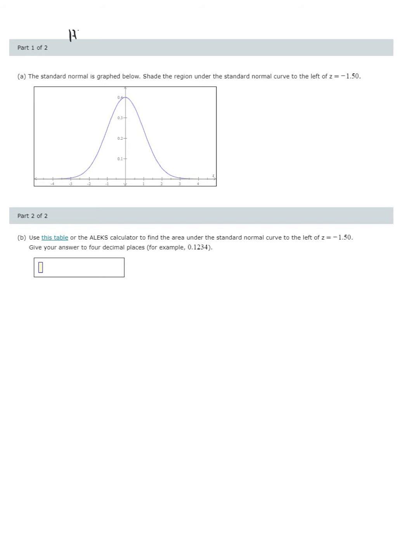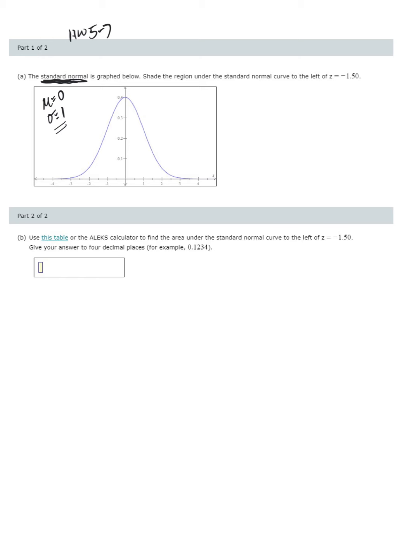Okay, here we go with homework 5.7, and you're using a graph called the standard normal. That looks like a bell-shaped curve, and it is. The standard normal specifically has a mean of 0 and a standard deviation of 1. So when you see standard normal, these are the situations here.